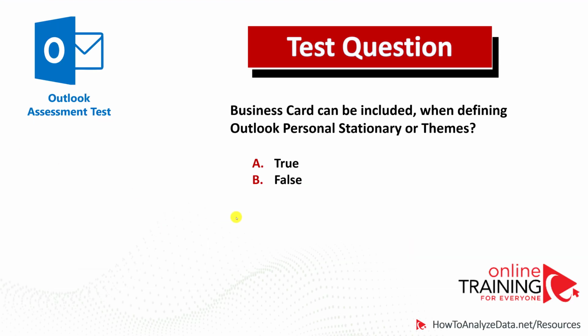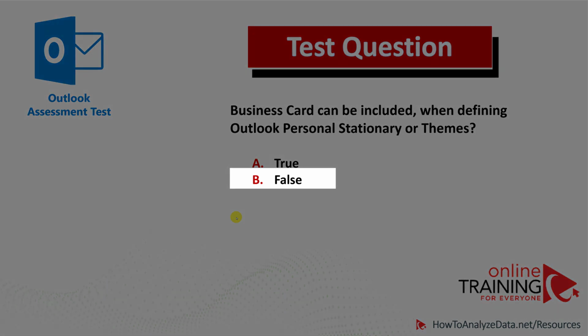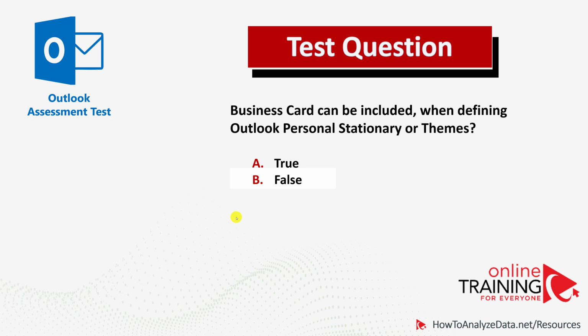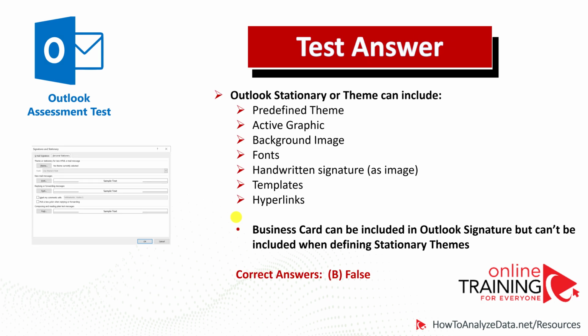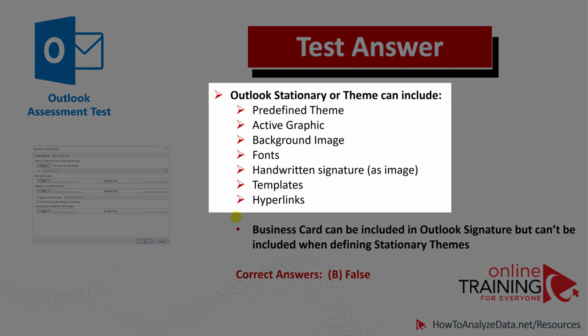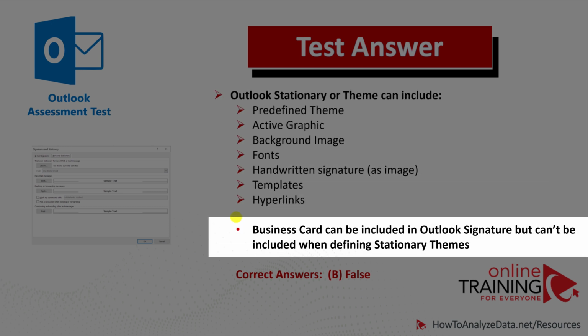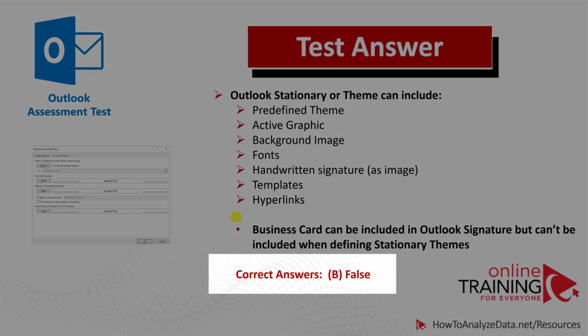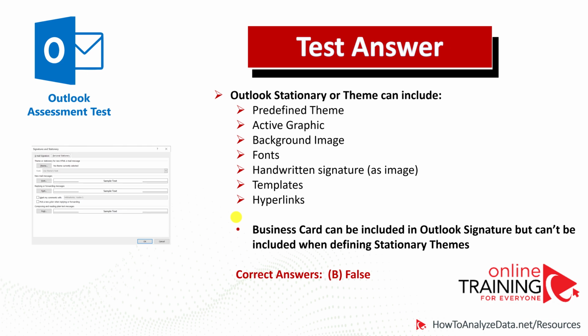As you might have figured out by now, the correct answer to this question is choice B, false, because inclusion of business cards is not allowed in Outlook personal stationery or themes. Let's recap. Outlook stationery or theme can include a lot of different things. For example, predefined themes, active graphics, background images, fonts, handwritten signatures as image, templates, hyperlinks, and a lot of other things. But unfortunately, business card is not one of those things that can be included into an Outlook signature or theme. So the correct answer to this question is choice B, false. Hopefully you've nailed it.